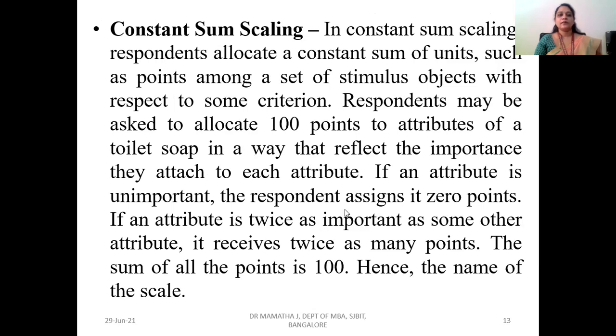In constant sum scaling, the respondents are allocated a constant sum of units, such as points, among a set of stimulus objects with respect to some criteria. Respondents may be asked to allocate 100 points to attributes of toilet soap in a way that reflects the importance they attach to each attribute. If an attribute is unimportant, they'll assign 0. If an attribute is twice as important as another, it will receive twice as many points. So the sum of all the points is 100, hence the name constant sum. Sum means adding. Okay, constant sum scale.